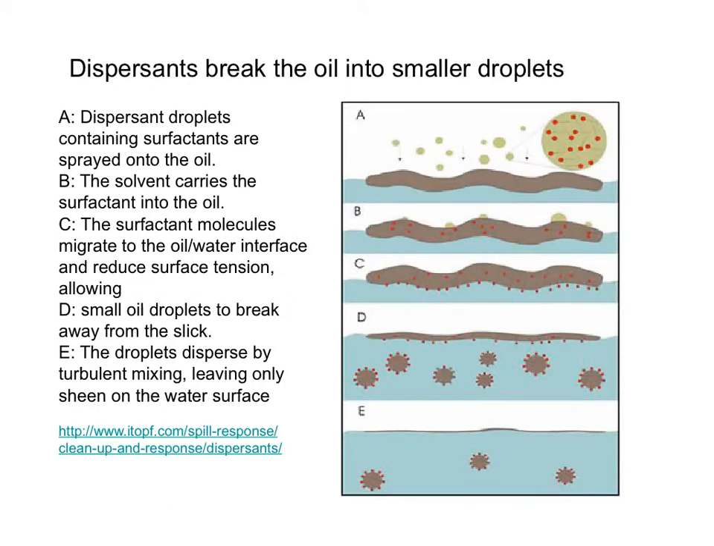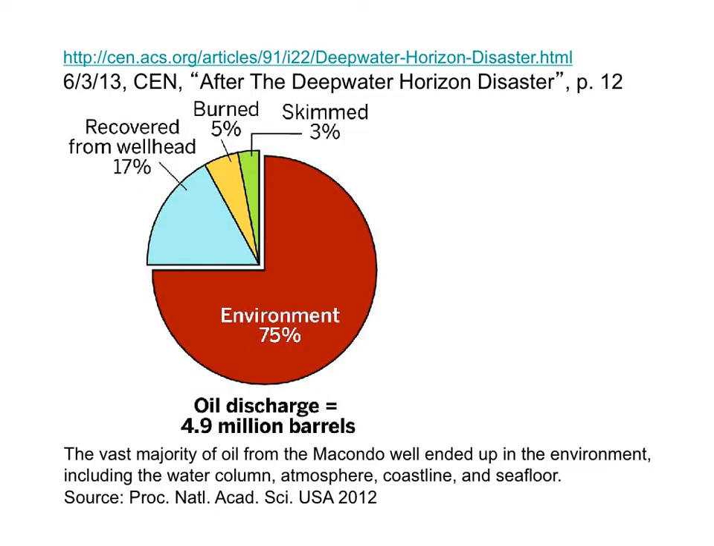Dispersants were used to remove the oil from the water. This picture shows how chemical forces between the dispersant, oil, and water make the dispersant work. The structure of the molecules determines the chemical forces. Of the 4.9 million barrels of oil spilled, only about 25% was recovered, burned, or skimmed. The rest went into the environment.